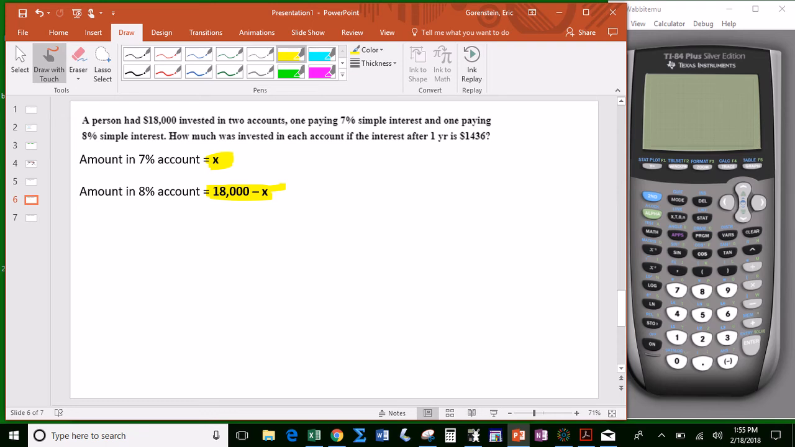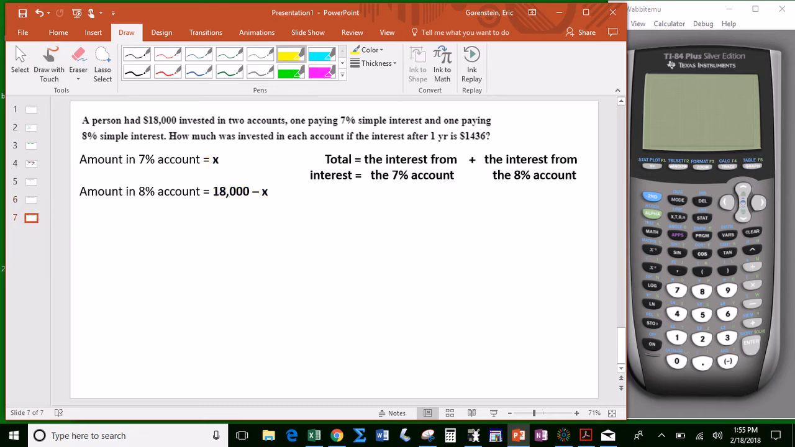All right, so now we know that if we take the interest from the first account and we add that to the interest from the second account, that should give us the total interest, and that's the 1436. So that's this guy here. That 1436 is the combined interest that's coming from both accounts.